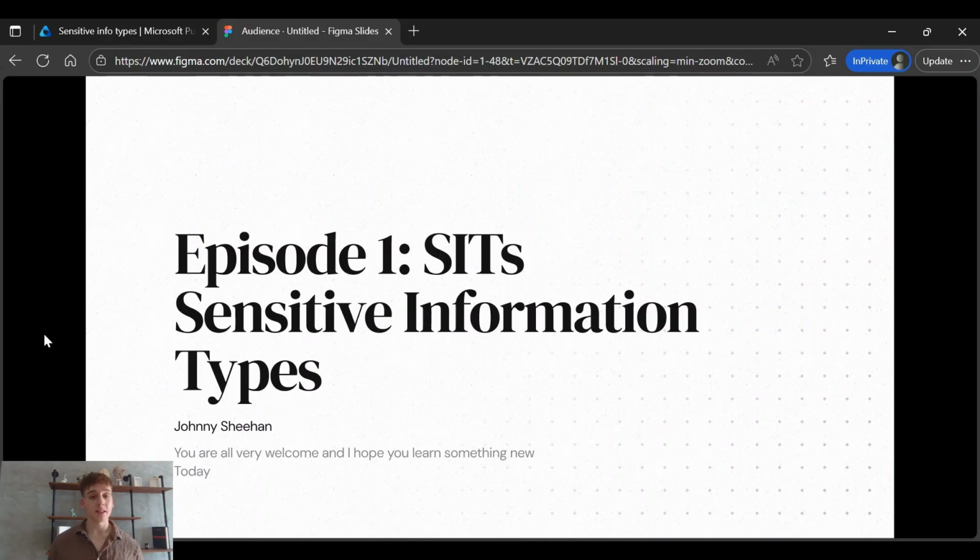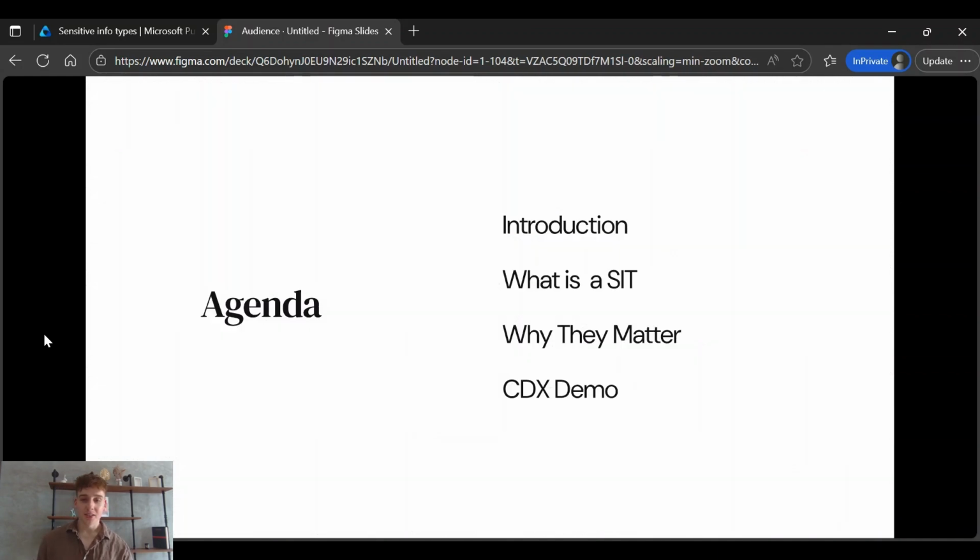So we'll kick this off with a very brief presentation. I don't like to do death by presentation or death by PowerPoint. In this case, it's going to be death by Figma, or at least I hope not. So with that being said, the agenda. We have the introduction, what is a SIT, why do they matter, and then we're going to do a little demo in a CDX environment.